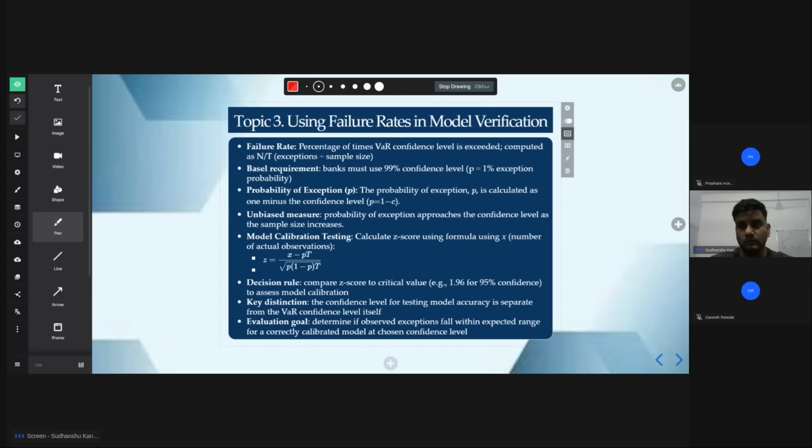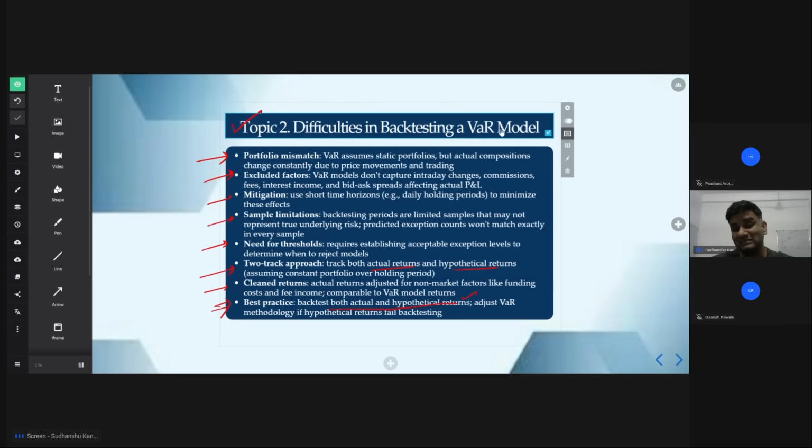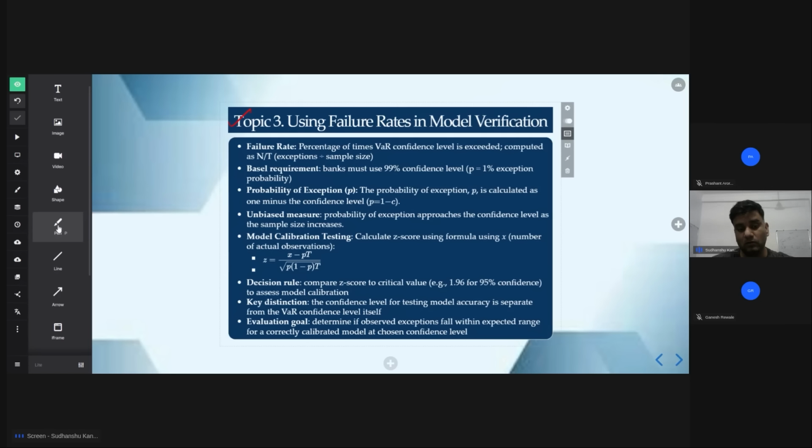Okay, all right. Next is using failure rates in model verification, right? Very, very interesting, guys. Now that we know what causes the problem, because in the previous slide we understood the difficulties in backtesting a VaR model, now let's see how to measure the performance of a VaR model using your failure rate, right?